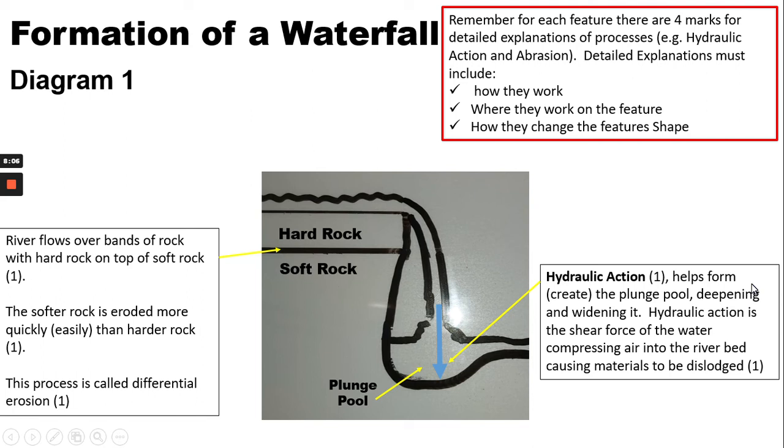Hydraulic action, 1 mark. Helps form or create the plunge pool. So that's this area here, which is a bit deeper. This is the plunge pool. What does it do? How does it change the feature shape? It deepens and it widens it. It's the shear force of the water smashing into the riverbank or the bed, and compresses air into the riverbed, causing materials to be dislodged. So that's getting me my 2 marks for my process.